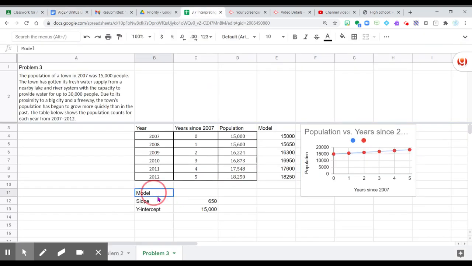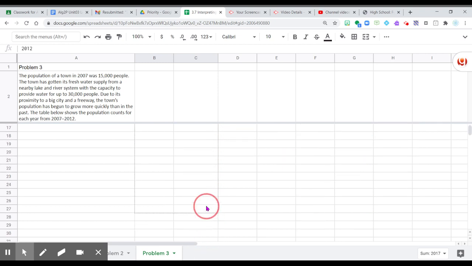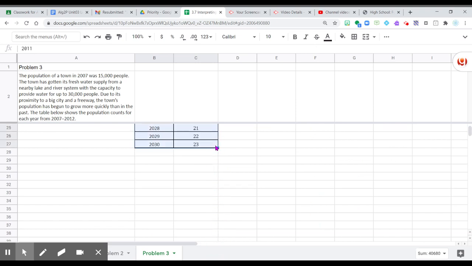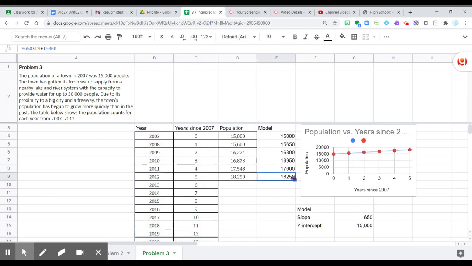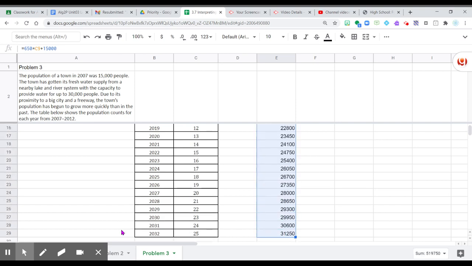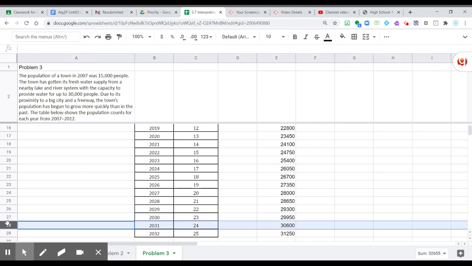So having now designed this, we can move our model out of the way over here. I can then extend the years down to, let's run it down to, I have to select more than one so I can see the pattern I wanted to copy. Extend it down to, there we go, there's 32. And then I can take my model and I can stretch my model all the way down. And right about 2031 is where the population goes past 30,000.